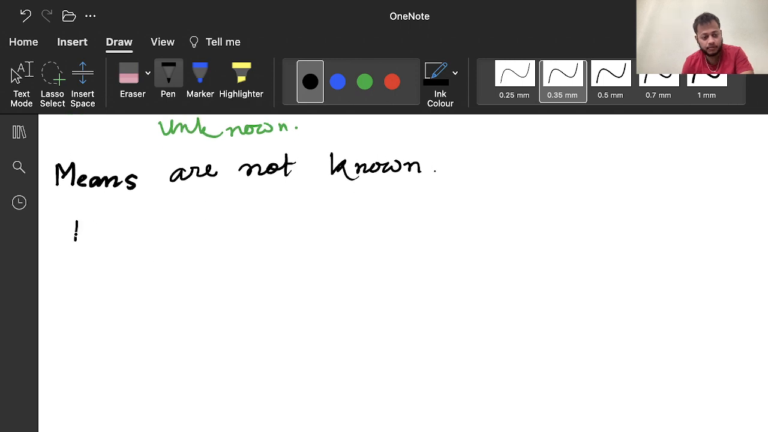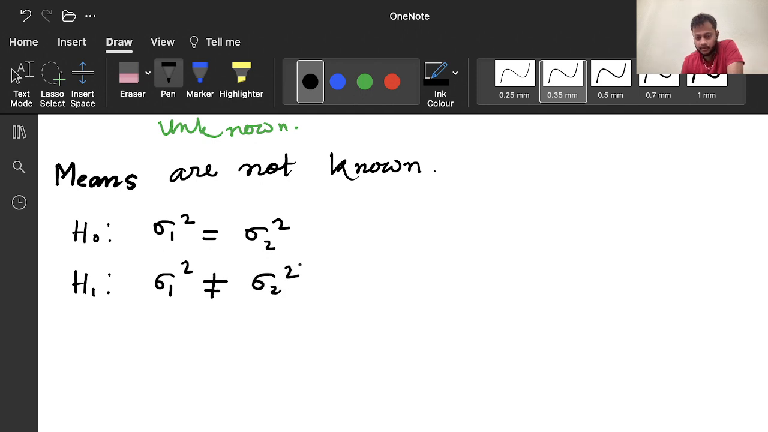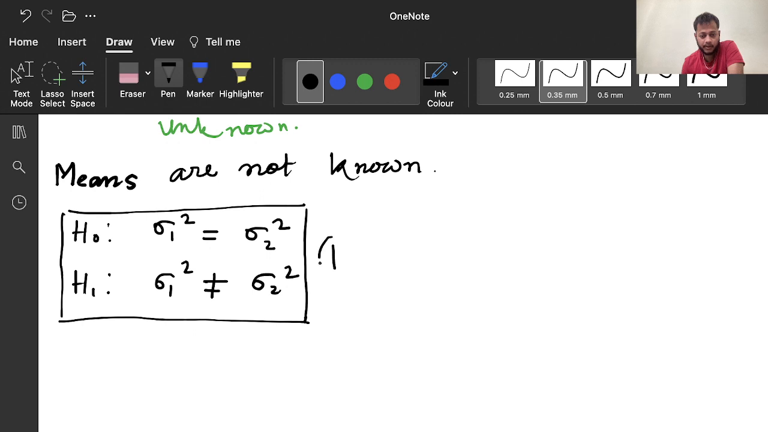So here the null hypothesis could be in three categories. One is the two-sided test, that is H0: sigma 1 square equal to sigma 2 square, and the alternative hypothesis is sigma 1 square is not equal to sigma 2 square. This is test number 1.